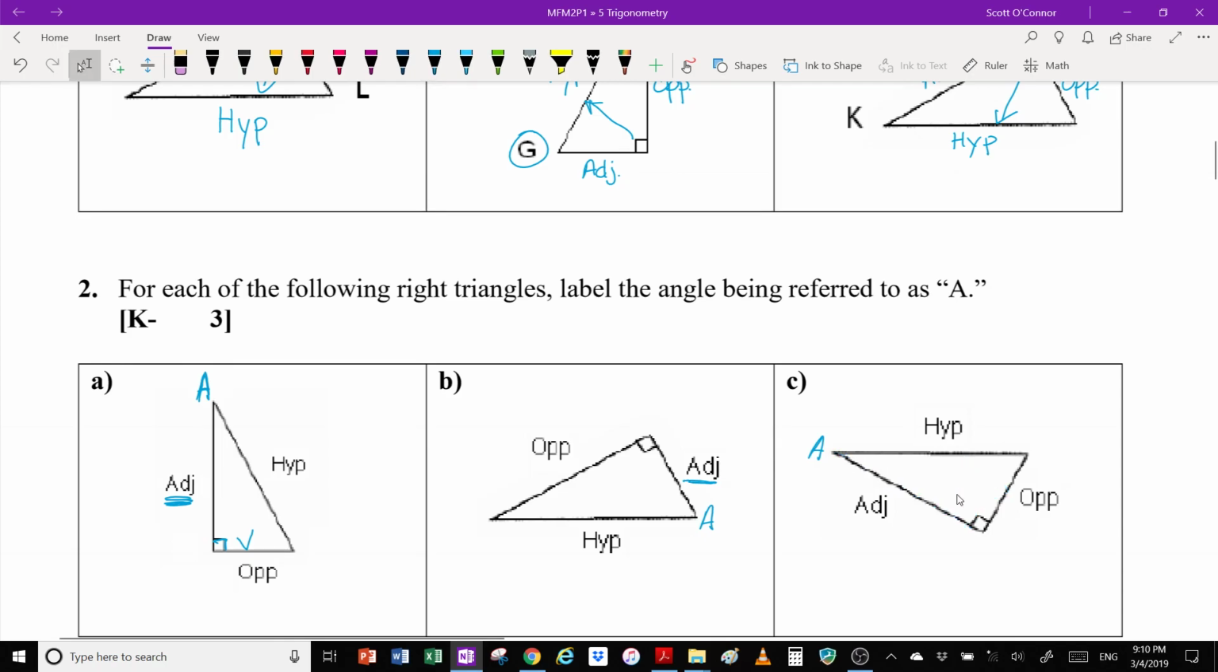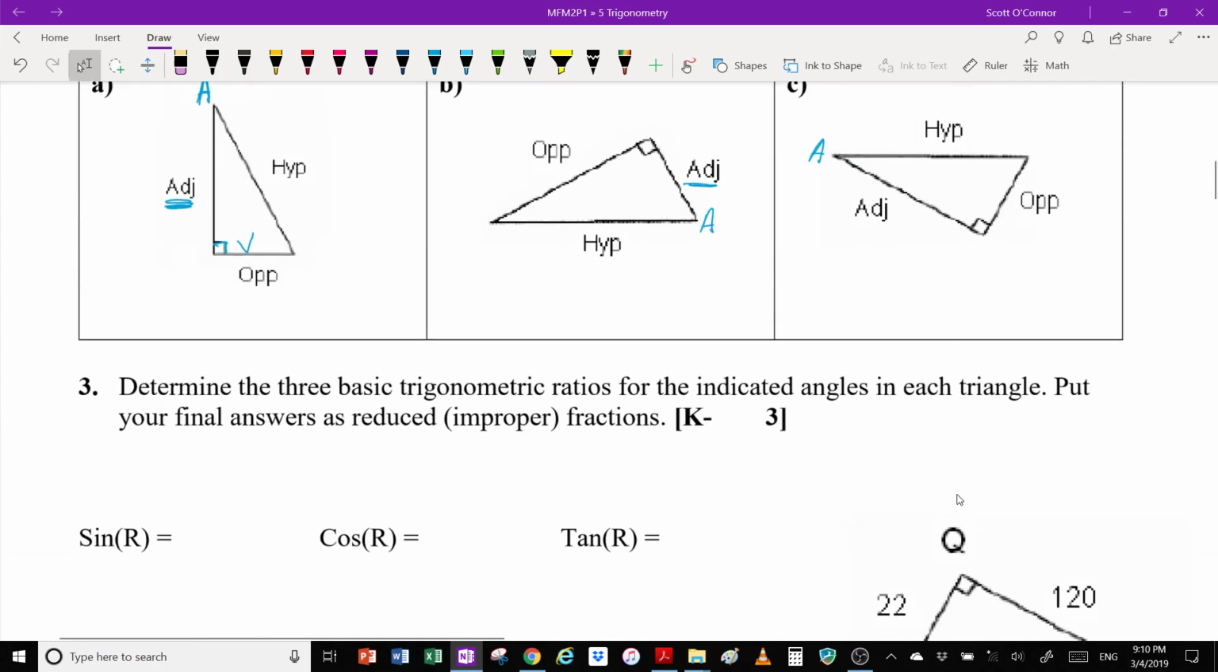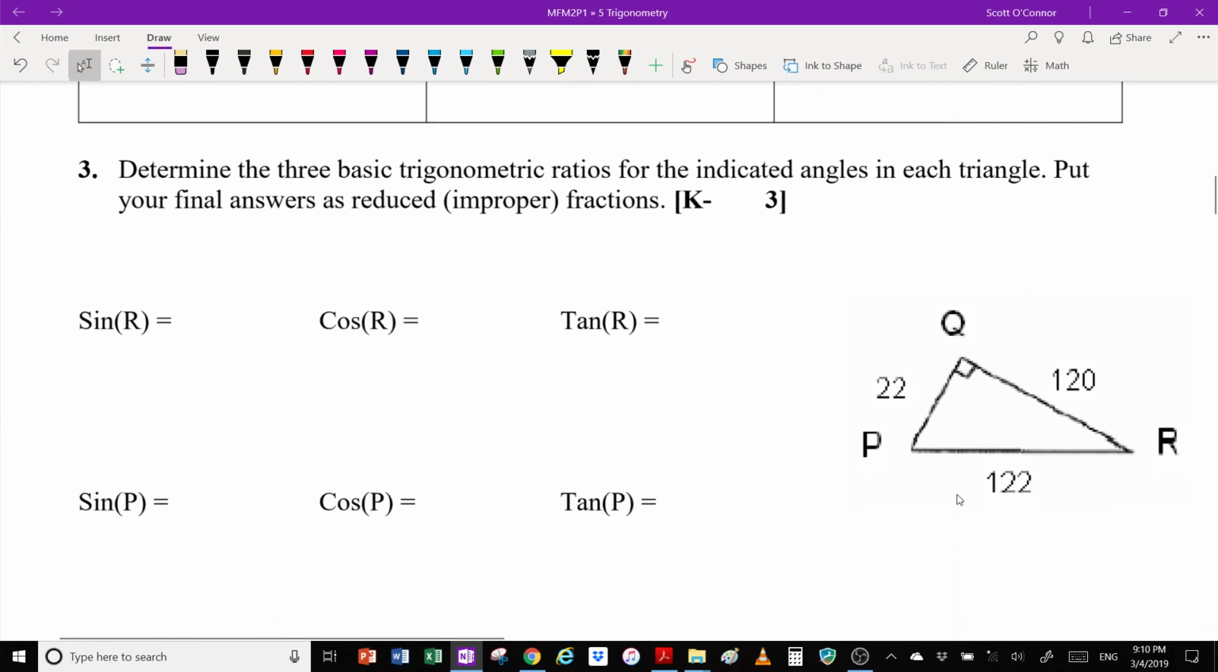Alright, so hopefully those have made sense to you. Now we can look at question number 3. It says, determine the 3 basic trigonometric ratios for the indicated angles in each triangle. Put your final answers as reduced improper fractions if necessary. They're not all going to be improper, of course.